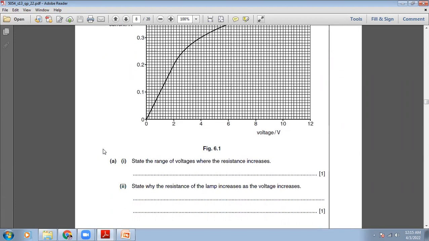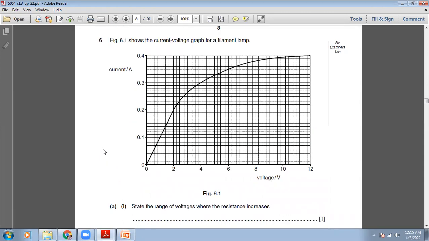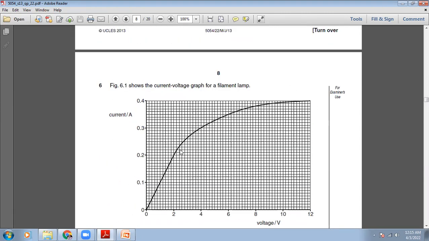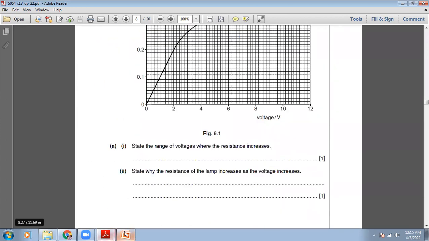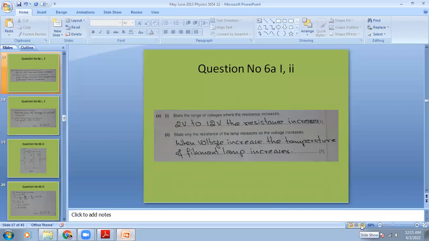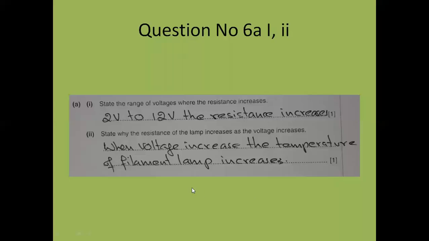State the range of voltages where the resistance increases. So where the slope is decreasing, that is when the resistance is increasing. So from 2 to 12, the slope is gradually decreasing, which means the resistance is increasing. Okay. 2 volt to 12 volt, the resistance increases.